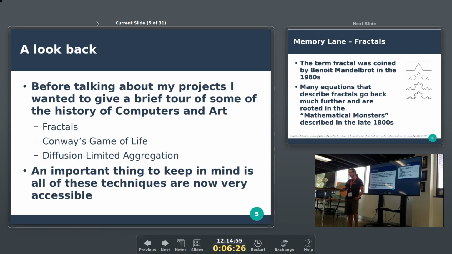So an important thing to keep in mind as I talk about all these is that all these techniques are now very accessible. And that's one thing that I want to keep coming back to in this, is how accessible a lot of this stuff is now.